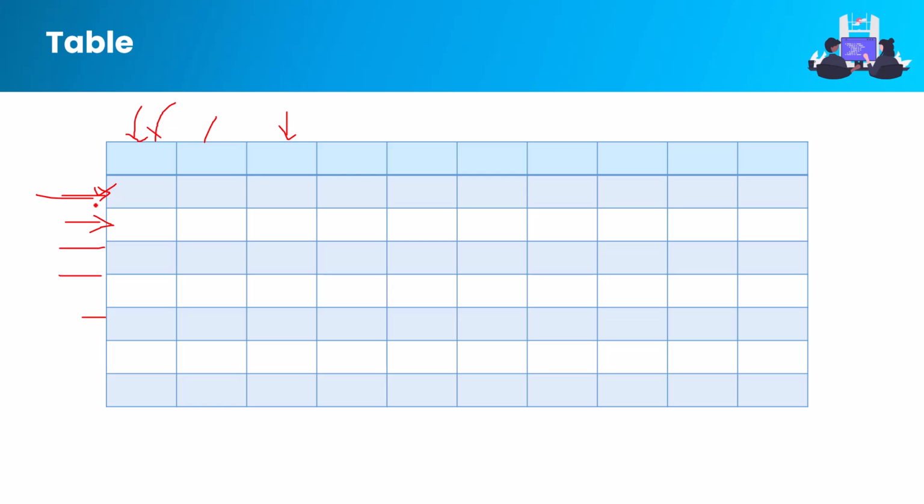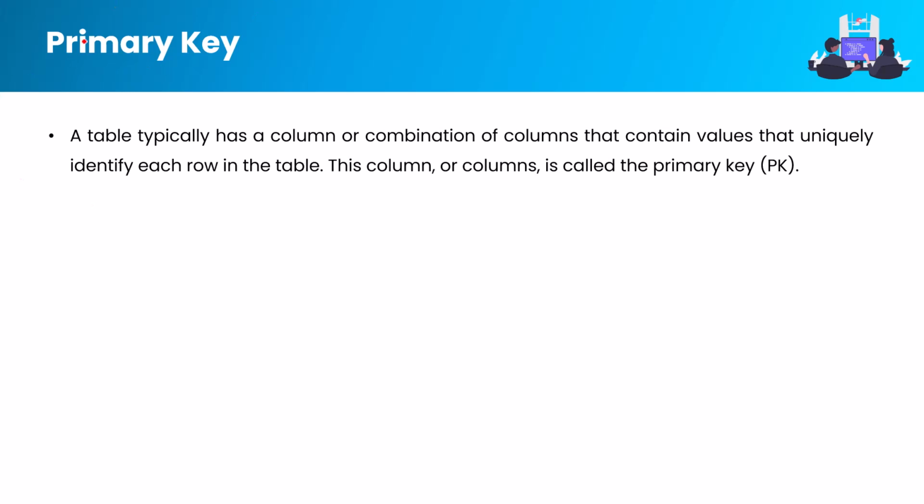Okay, so let's try to understand theoretically, one by one, the points required for primary key. I'll discuss a few points. You can take note of them for your interview, or for learning purposes. The first point is that a table typically has a column or a combination of columns that contain values that uniquely identify each row in the table. This column or columns is called the primary key.